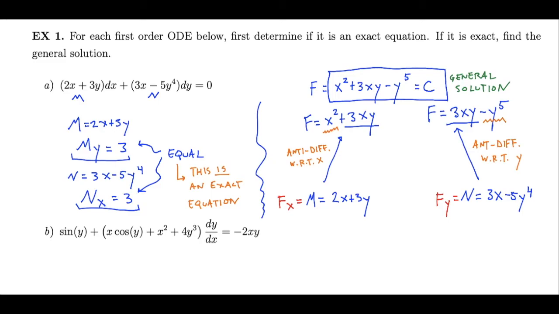If I was provided with initial conditions, I would incorporate those now in order to solve for the unknown constant c, but in this particular problem, initial conditions are not provided, so that's my final answer. Let's take a look at another example.